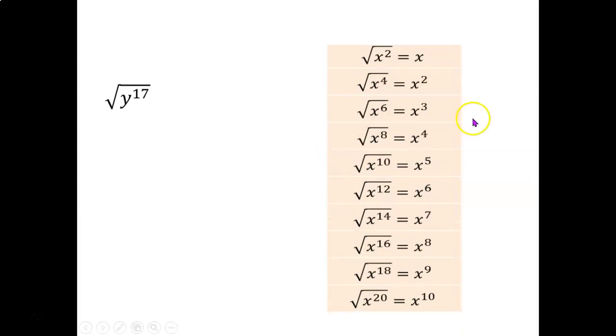Square root of y to the 17th power. So a variable to the 17th power is not a perfect square. But if we look for the biggest factor that is a perfect square, that would be y to the 16th power. We can say what the square root of y to the 16th power is. So if we break this up into y to the 16th times y, after all, y to the 17th is 17 y's all multiplied together. So that's 16 of them times one more. And then we've got the square root of y to the 16th, which is y to the 8th, times the square root of y, which just has to stay the square root of y.